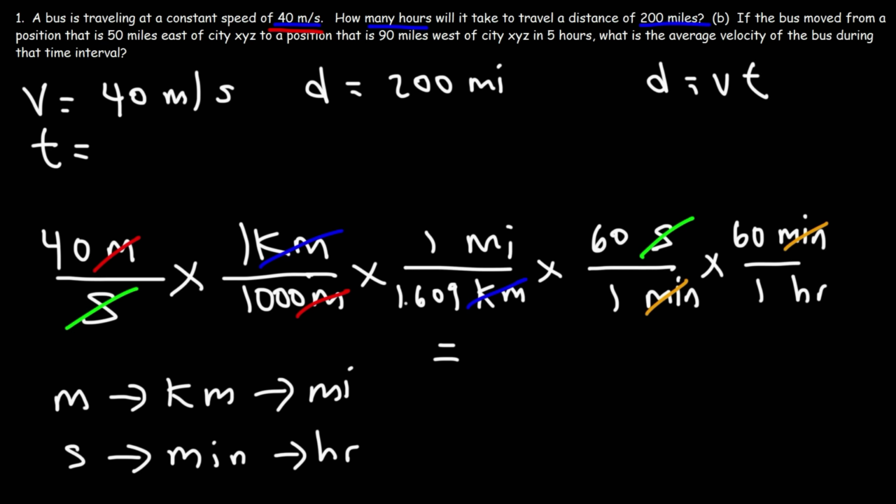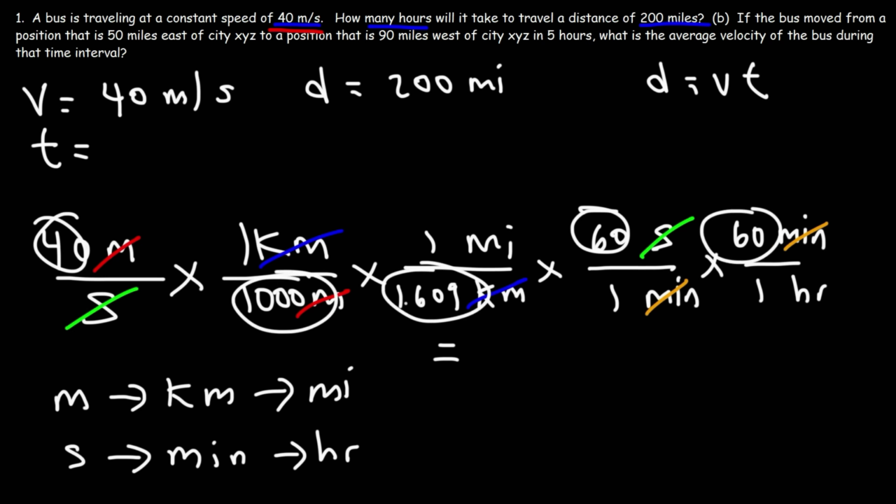So now let's do the math. We're going to multiply by all the numbers that are on the top, but we're going to divide by the numbers on the bottom. So it's going to be 40 divided by 1,000. Take that result, divide it by 1.609, and then multiply that by 60, and then by another 60. So for the velocity, or rather the speed, you should get 89.5, if you round it, miles per hour, which we can write mph. So that's how we can convert meters per second to miles per hour.